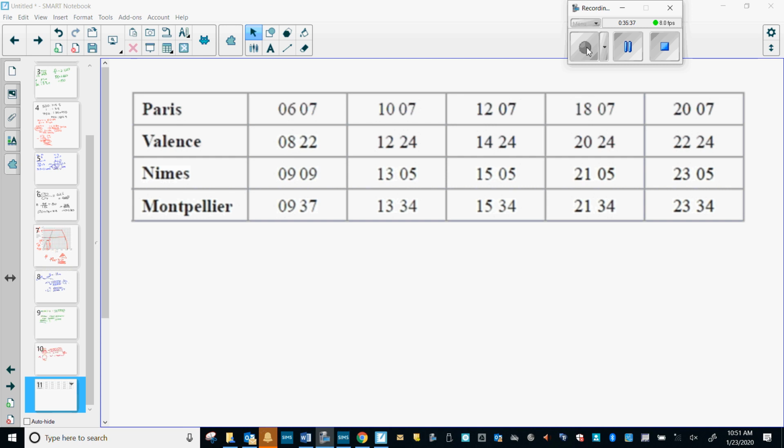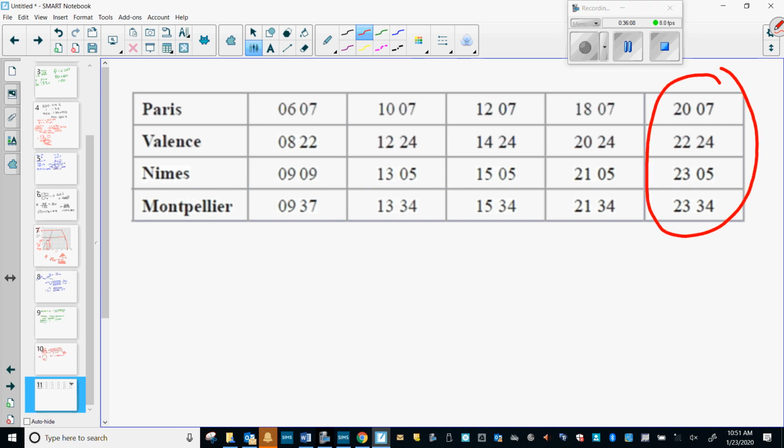Okay, so we're trying to work out the distance this train travels. The average speed of the 2007 train from Paris is 224 kilometers per hour. Work out the distance this train travels from Paris to Montpellier. What I thought was helpful is if we circle this so we don't get confused between this one and the others.